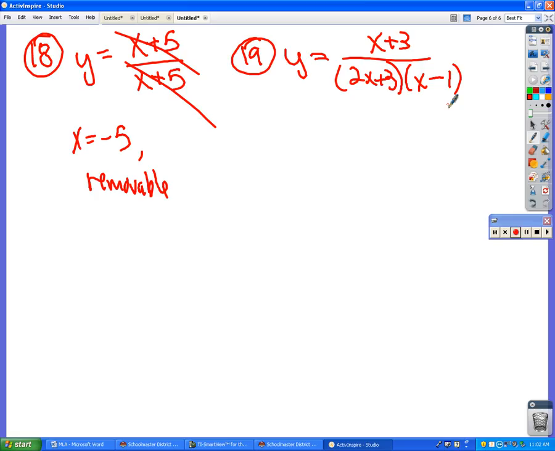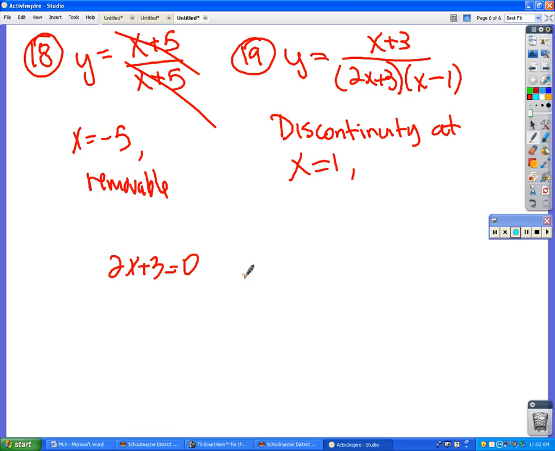All right, let's do the easy one first. There's obviously a discontinuity at x equals 1, right? If you have x minus 1 and you set that equal to 0, you add 1 to both sides, x equals 1, and you're done. What's the other one? What is the discontinuity that you get from 2x plus 3? Negative 3 over 2, because if I take 2x plus 3 and set it equal to 0, I solve that for x by subtracting 3 and dividing by 2. So my other one is negative 3 over 2.